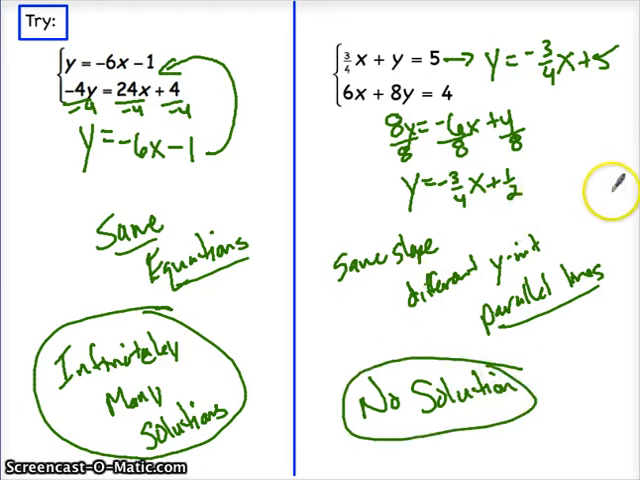Hope that helps you in identifying the special situations. Again, the most important thing, or the ones we really like, are when they come out to one solution. So make sure you graph those and look for that point. Be sure to be checking your answers.